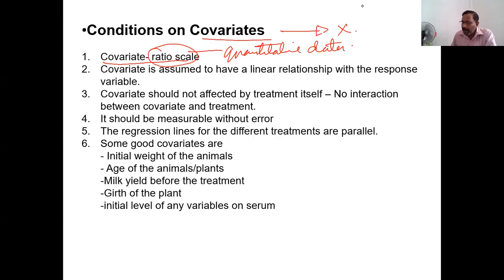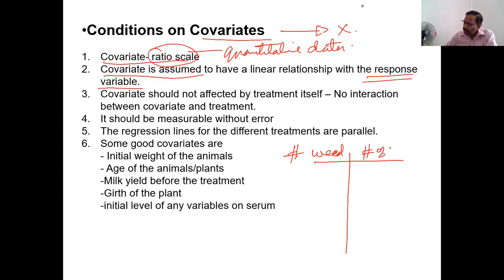The second point is that the covariate is assumed to have a linear relationship with the response variable. In the first example, the number of weeds has a highly linear relationship with the response variable. What is the response variable in the first example? Number of weeds killed. The initial number of weeds is the X variable. The response is how many weeds are dead after spraying the weedicide.